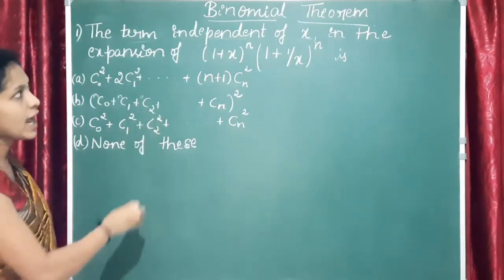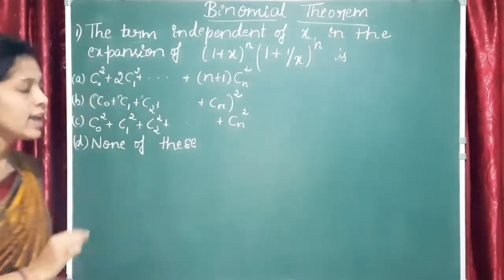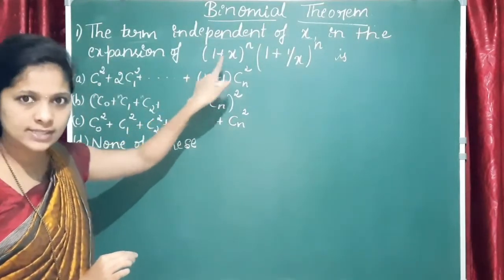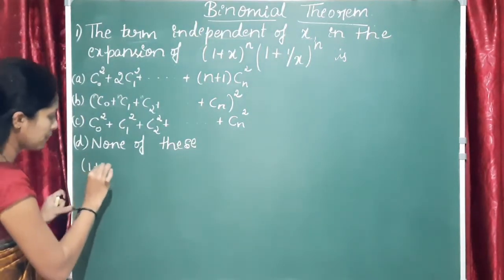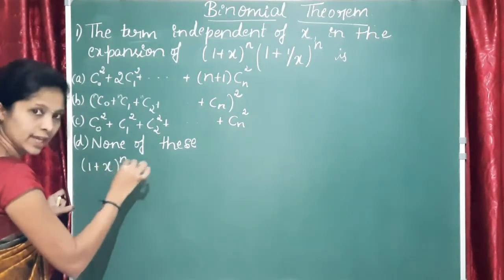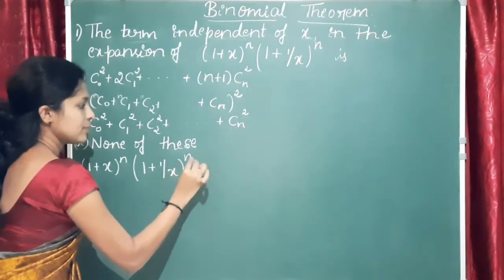So we are finding the term independent of x in this expansion. We know the expansion of (1 plus x) whole to the power n. What will be the expansion? See, first I will consider (1 plus x) whole to the power n into (1 plus 1 by x) whole to the power n.